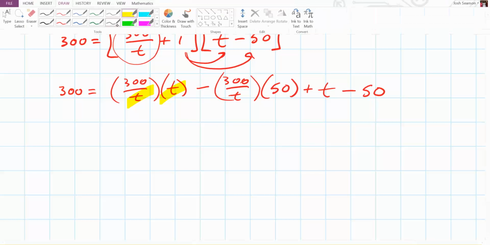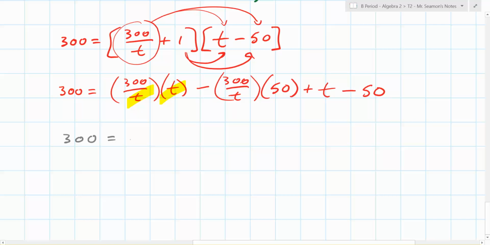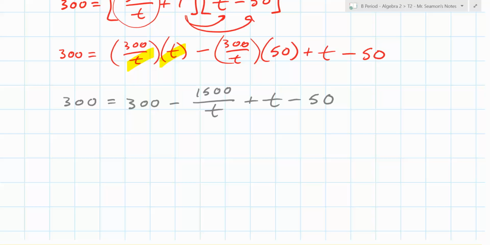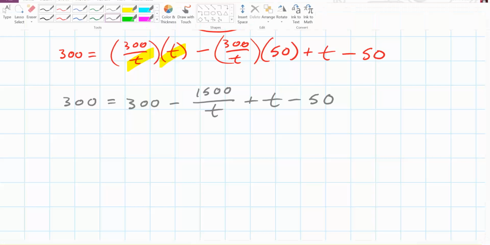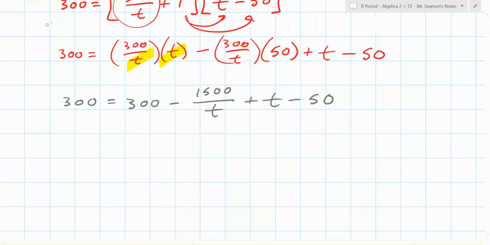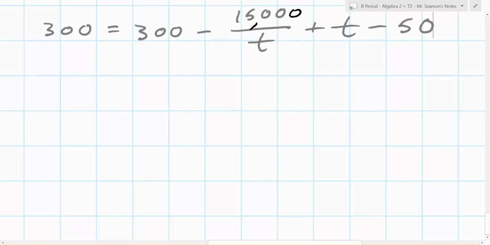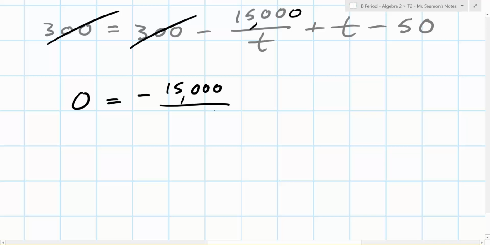Let's keep going here and see what happens. We get 300 is equal to what? 300. Minus, what's 300 times 50? 15,000. Thank you. There it is. Plus t minus 50. What can I cancel on both sides? The 300s go away, right? Hey, look. It goes away. So you have 0 is equal to negative 15,000 over t plus t minus 50.